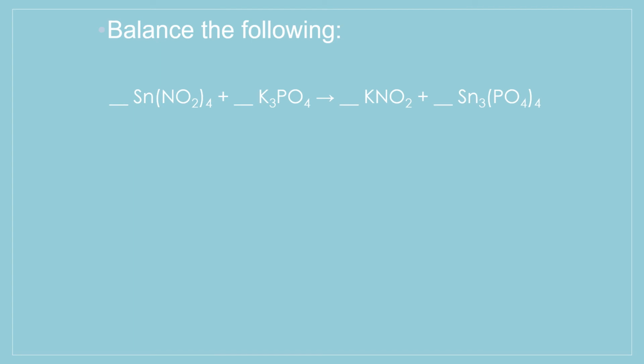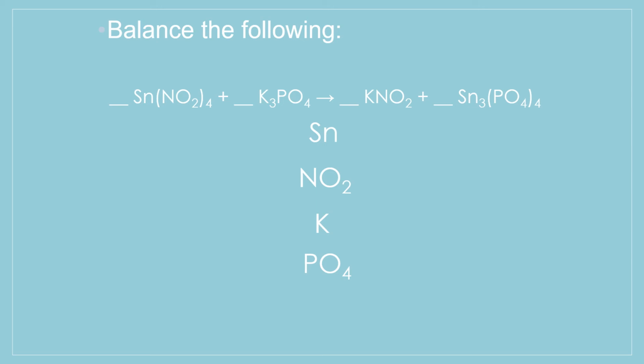So let's balance the following. Tin 4 nitrite plus potassium phosphate yields potassium nitrite and tin 4 phosphate. So I find my arrow and list my elements, y'all. So it's Sn, NO2 is a polyatomic, so I keep it together. K and PO4 is a polyatomic, so I keep it together.